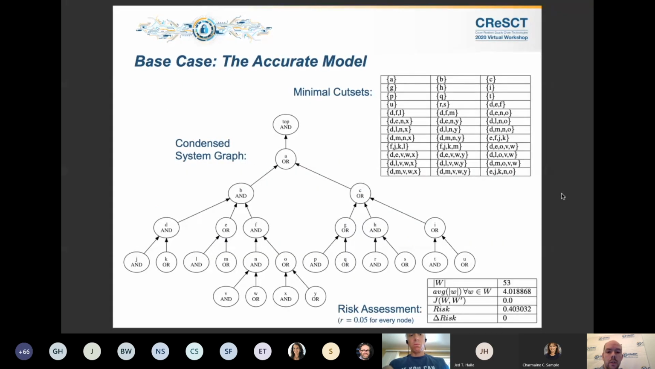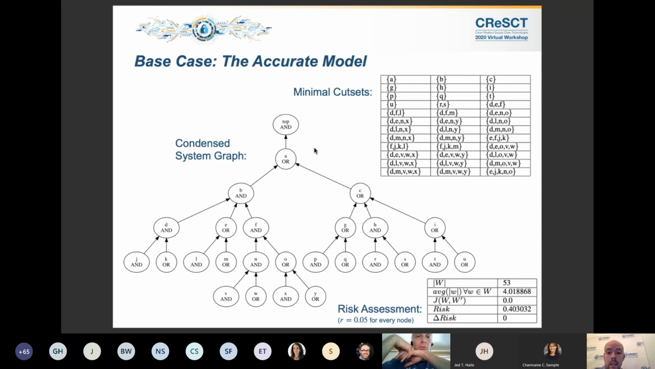In order to do this, we've created a simple example. It's shown in our figure here as a system graph. It's got a nice tree shape. It's 25 nodes, with a variety of AND and OR logic scattered throughout them. So this is the base case. This is the accurate model. If we had perfect knowledge of a system, let's just suppose that this is the information that we would get. This is sort of the reality.